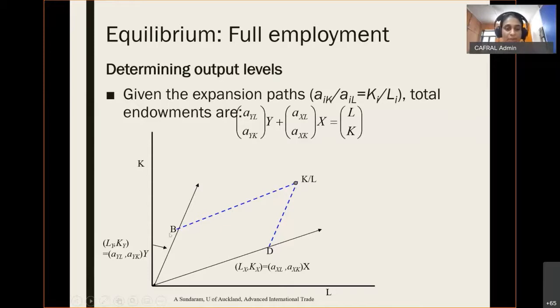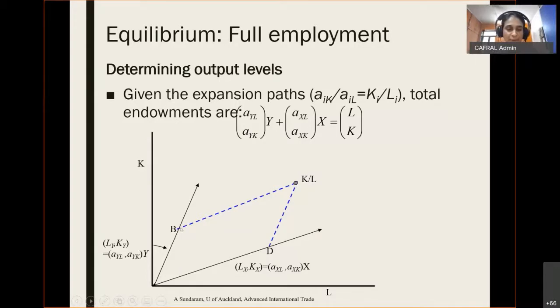So I'm going to keep those ratios as they are, and I'm going to see how I can allocate labor and capital so that I exhaust my endowment. And that's the way to do this. So I'm going to use OB, which is going to be the capital and labor for the Y sector, and then B to K over L is going to tell me how much labor and capital is going to go to the X sector.